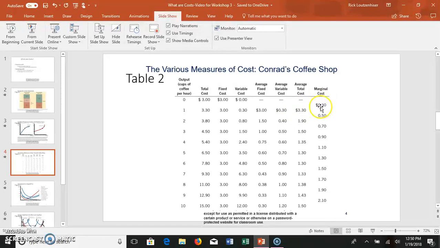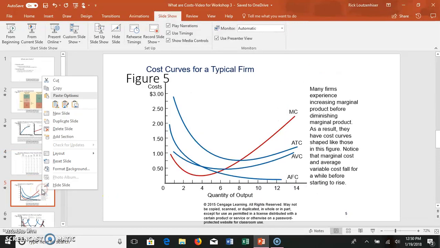Now this marginal cost is what it takes to go from here to here. It takes 30 more cents to go from this level here to this level. That's how you get to marginal cost, all right? And what that results in is every business going has cost curves that look something like this.